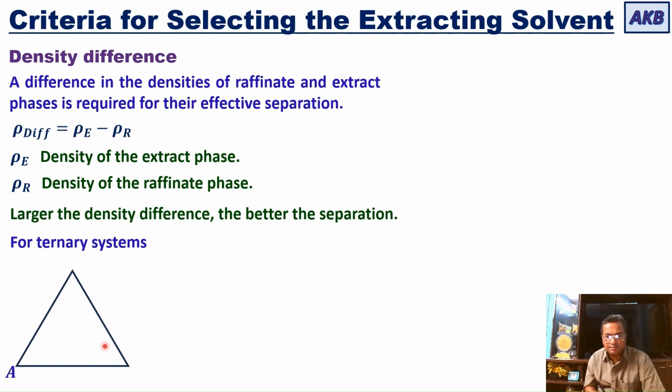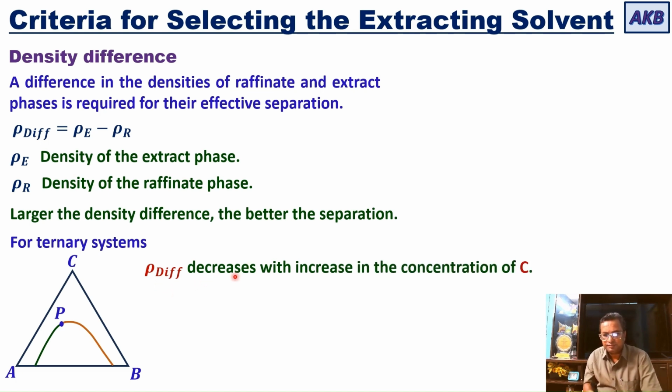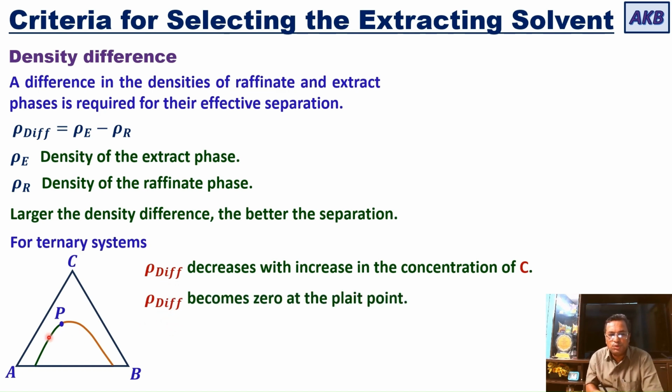For ternary systems, like the one I have shown here, the binodal solubility curve, in this case C is soluble in A and B, and A and B are soluble in each other only to a limited extent. So in this case, you have the plait point. I have discussed all this in my video on the binodal solubility curve. It is there in the description section. Now, rho diff, that is density difference, will decrease with increase in the concentration of C. As you move from side AB towards C, that is, as the concentration of C in the mixture increases, density difference decreases, and it becomes zero at the plait point.